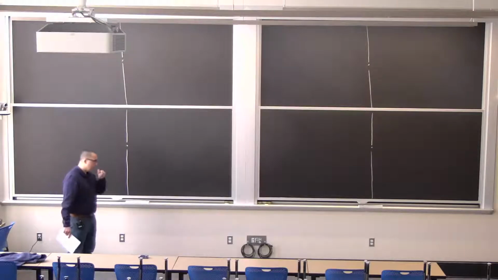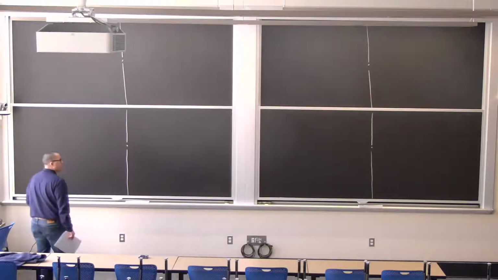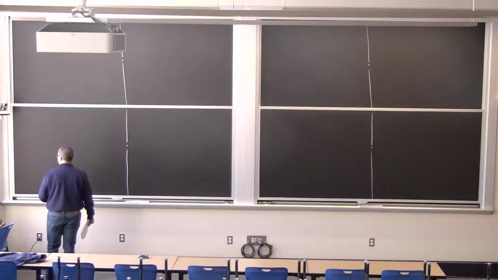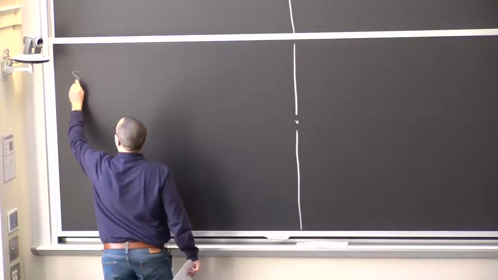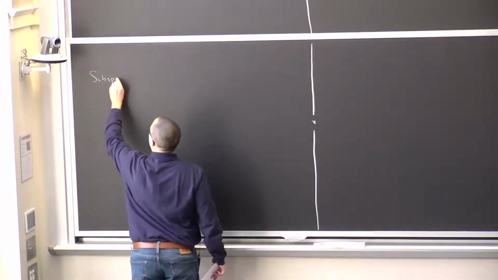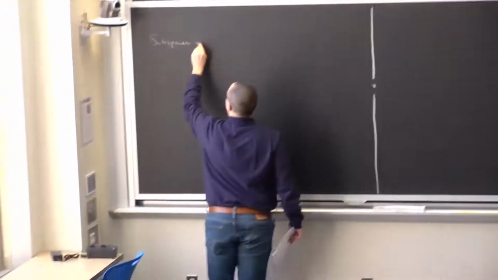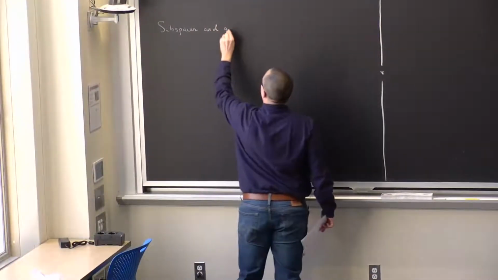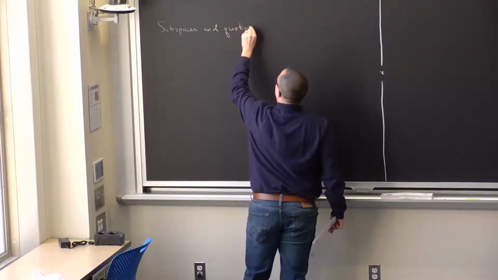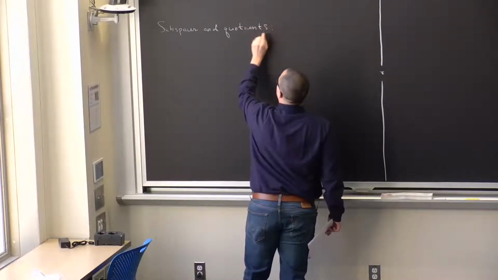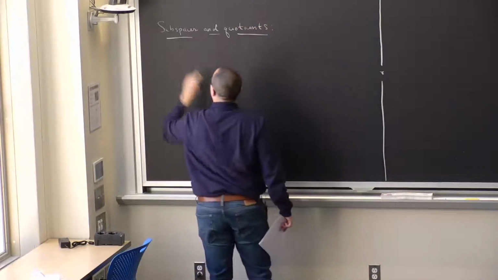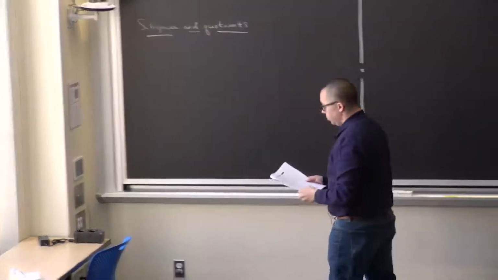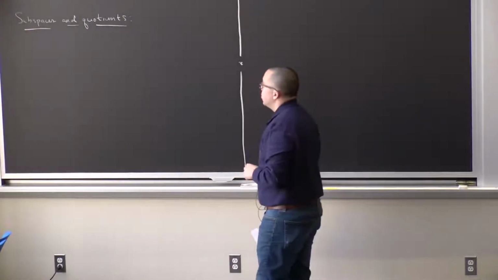So now we'll look at another example of a way to obtain a norm space from a given norm space. So I'll be talking about subspaces and quotients. All right.